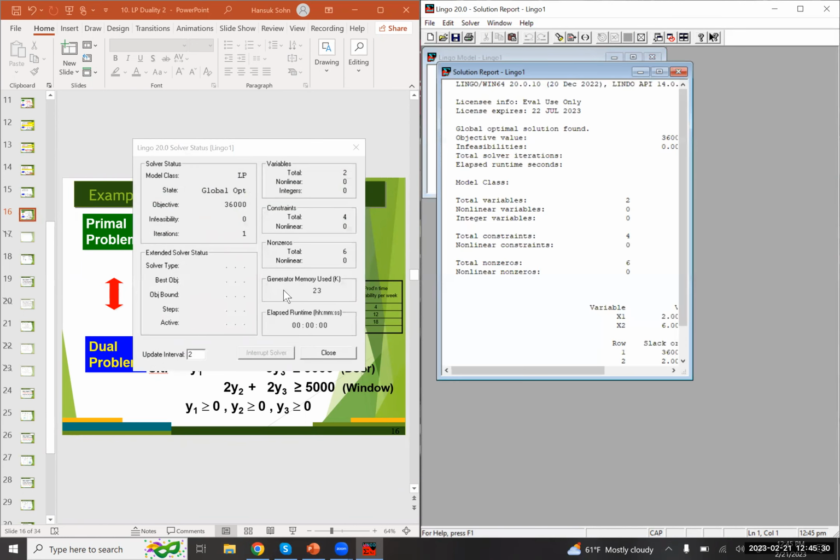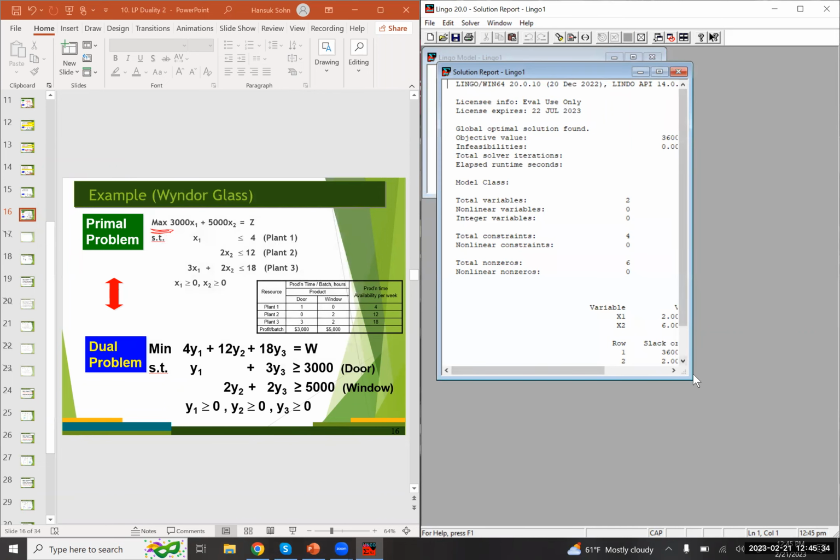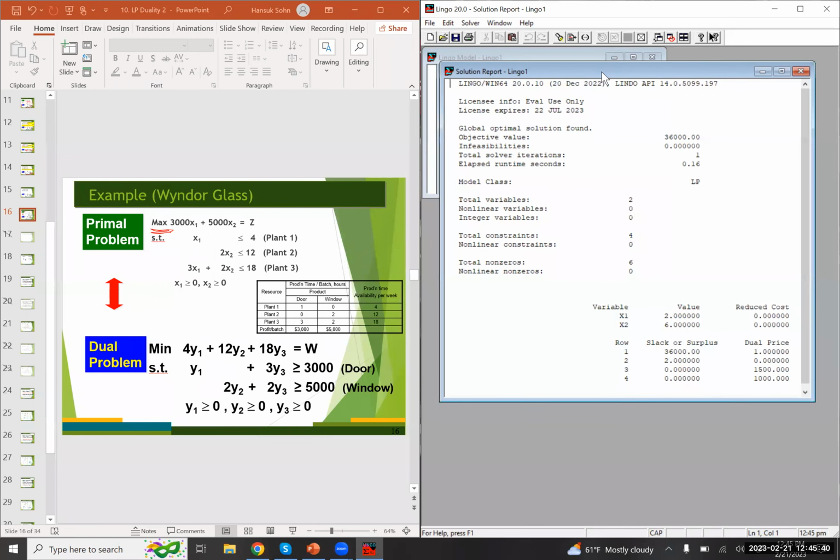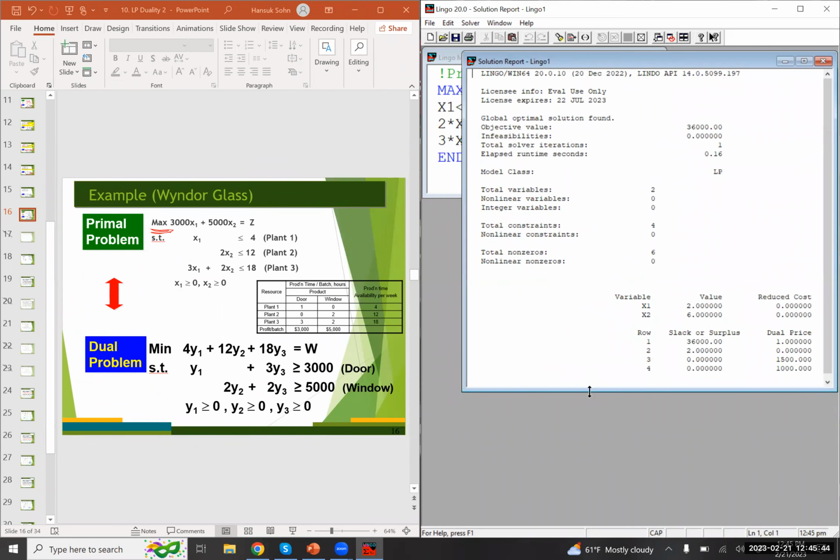And just run it. So this is our objective function optimal solution and the optimal objective function value as well.